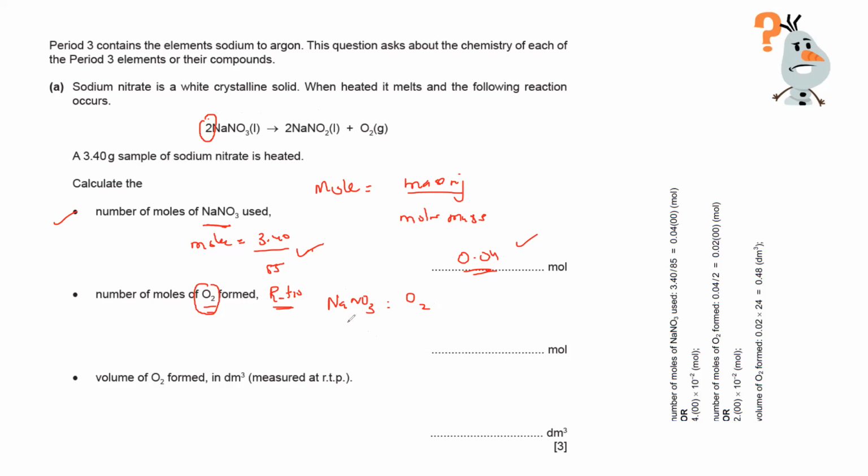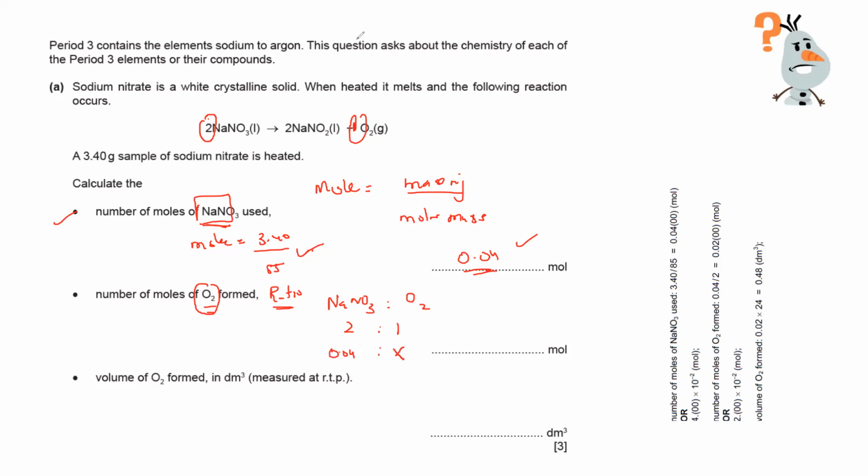That is 2. And how many moles of oxygen are there? If nothing is written, it means 1 is there. So 2 is to 1 is the ratio between sodium nitrate and oxygen. But in the question, how many moles of sodium nitrate are used? So the previous answer, and I mentioned that in moles questions, the topics are interrelated like the parts. So if we have 0.04, then how many moles of oxygen should be there?